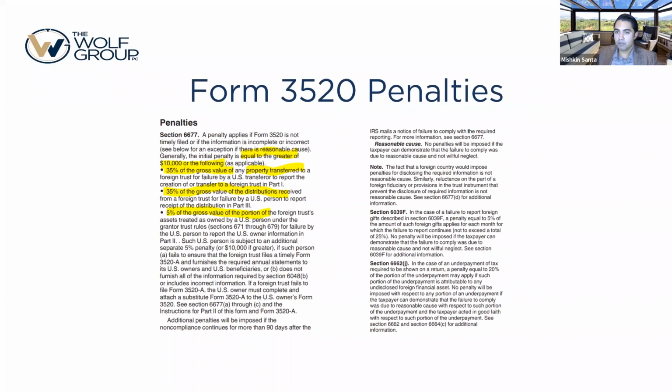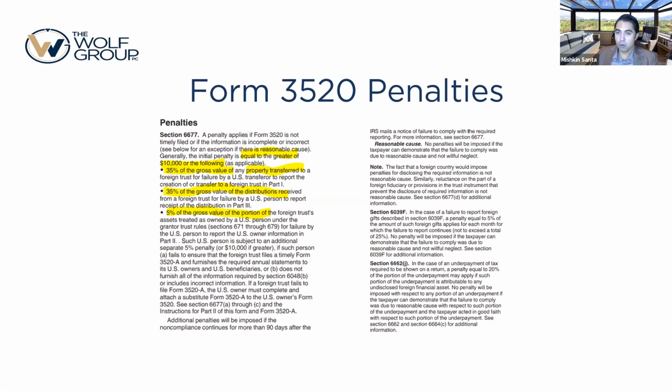The penalties for the 3520 and 3520A are quite burdensome. There's basically a three-part examination that the IRS will look at for contributions, distributions, and value, and whichever one is higher, or $10,000, will be your penalty. And in some cases, some of these are enormous, even larger than any FBAR penalties you might get.